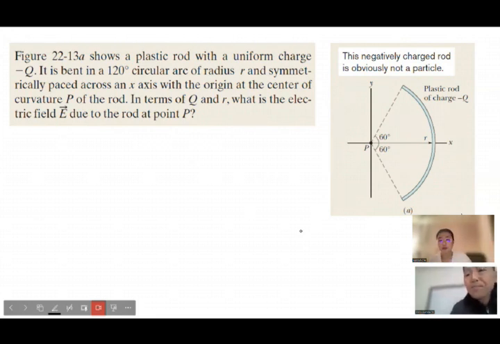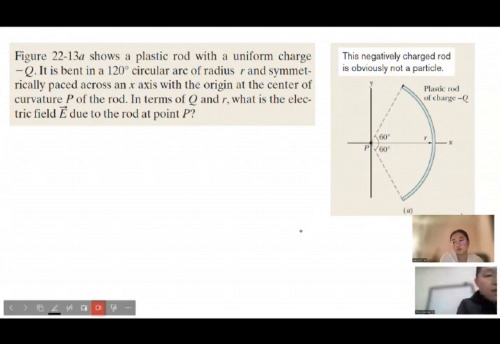at point P? So you're sitting on the observation point P, and there's a plastic rod with a charge minus Q. This arc has a 120-degree circumference, extending from 0 to 120 degrees along this arc. So we want to estimate the electric field exerted by this arc line charge onto this observation point P at the origin. So let's take a look.